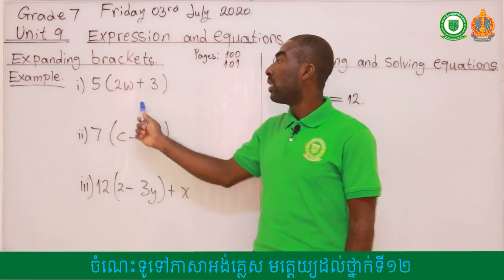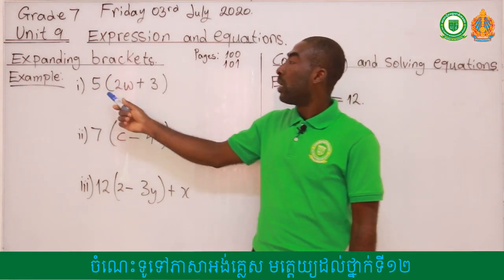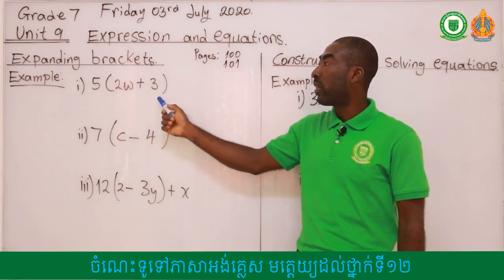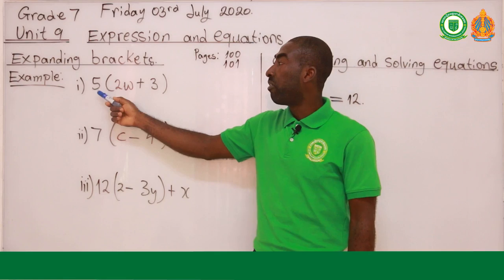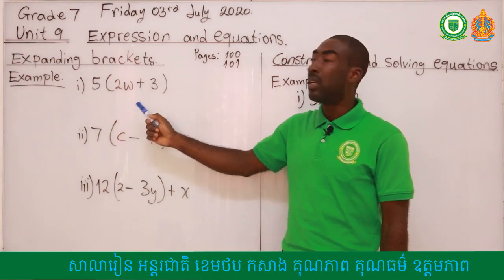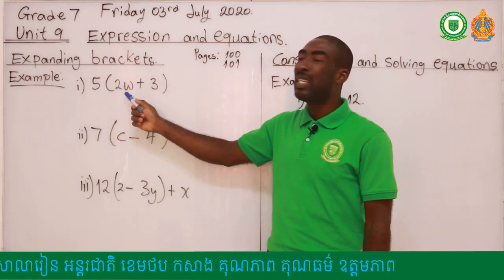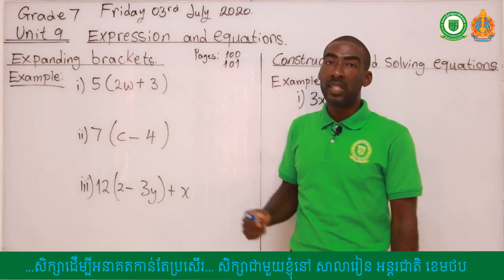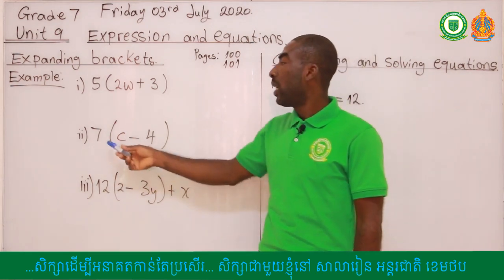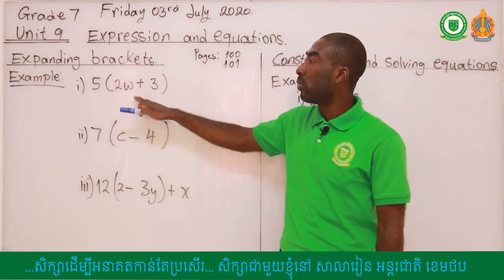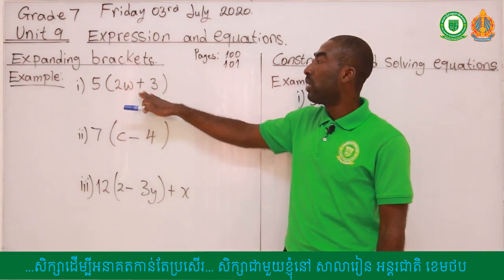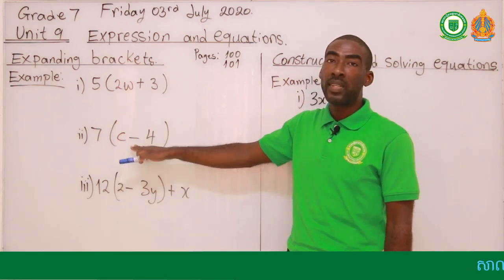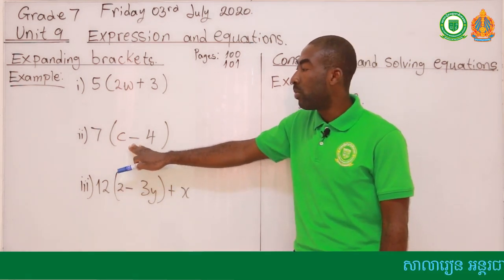The first one is this, and then the second and third one. This is 5, and then in brackets we have 2w plus 3. So the relationship between the 5 and what is inside the bracket is that 5 is going inside the brackets to multiply with all the values that we have inside the bracket. In the second one, it looks similar to the first one. The first one carries a positive sign inside the bracket, whilst the second one carries a negative sign, or a minus sign, inside the bracket.